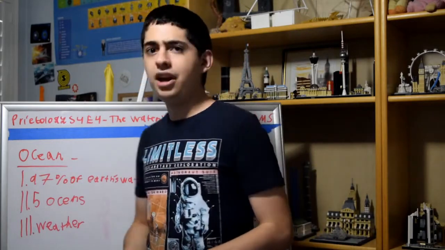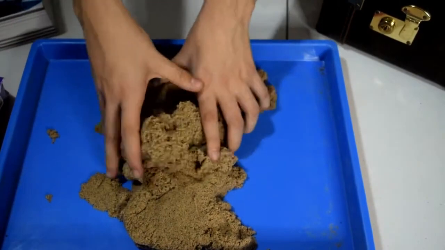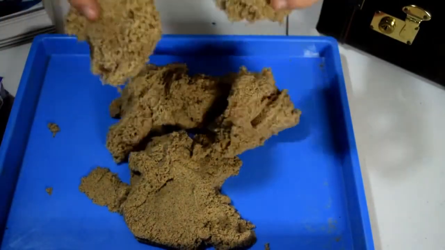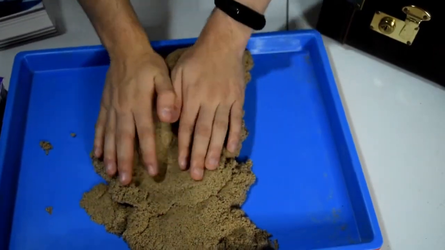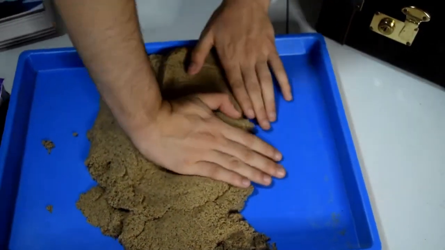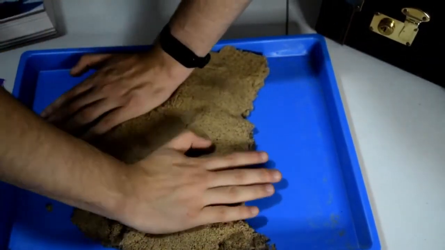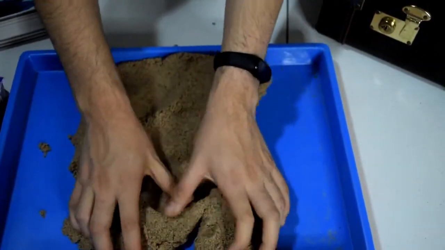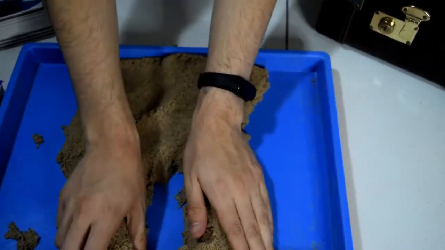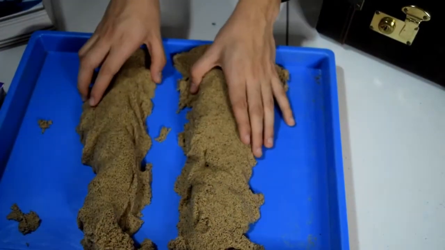Alright, let's do our demo, and then we'll keep going on our terms. So we have the kinetic sand again for our demo. First, I'm going to make a riverbed. If you remember what a riverbed is, well, I didn't talk about what a riverbed is. It's basically the land where a river is formed, so all that eroded material makes up the riverbed. I'm going to make our river. Let's make it not too wide. Here we have our river.